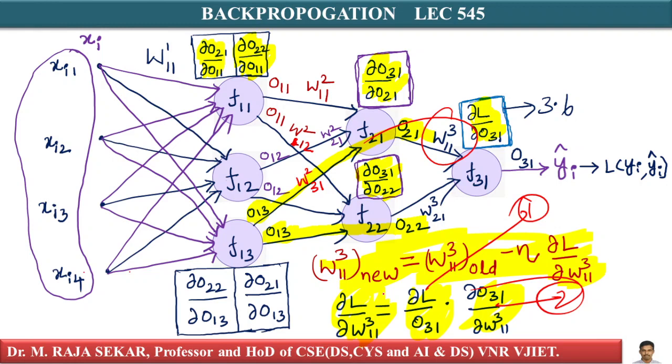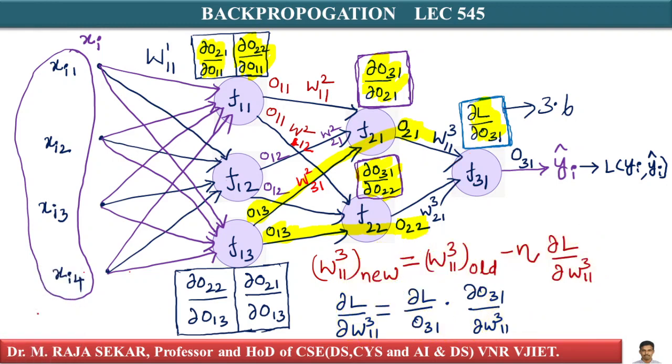Once I have these two derivatives, this is a simple update function for W311. This is a simple stochastic gradient descent update with some valid learning rate, isn't it? I update W311, then I update W321.